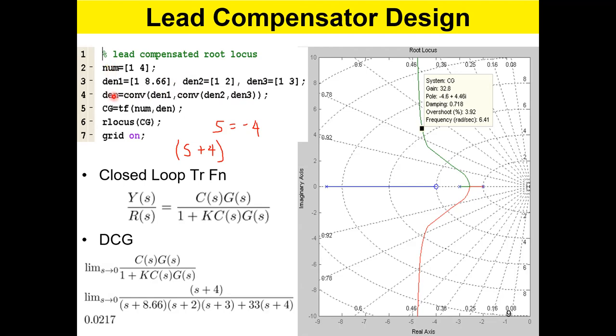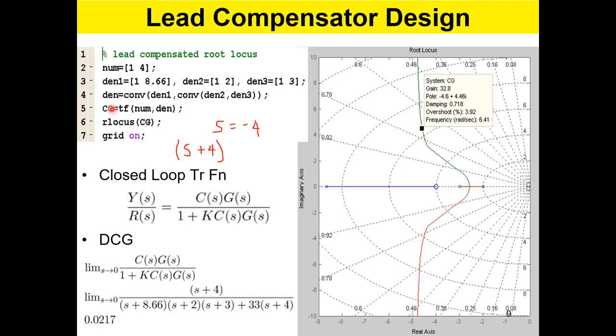Okay. Now you have the numerator here, you have the denominator. You use the command called transfer function, TF, with two arguments, numerator and denominator. This is the open loop numerator, open loop denominator. This is the open loop transfer function with the compensator. So I give it a name CG, compensator and G. G is the open loop transfer function.